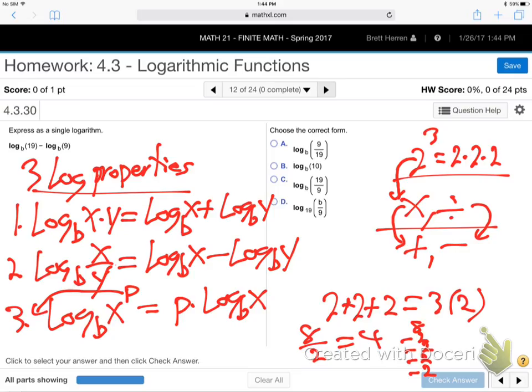Dividing becomes subtraction. Okay? And powers become multiply. Brought it down a level. Logs bring everybody down a level. And like operations go with like operations.